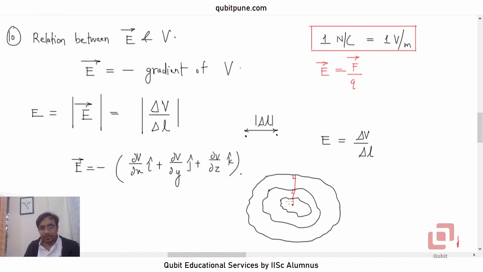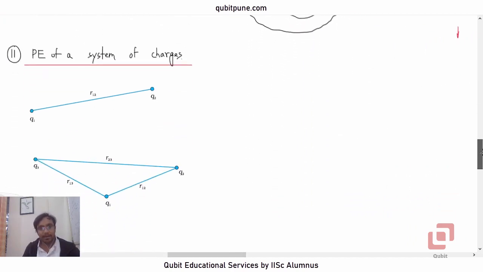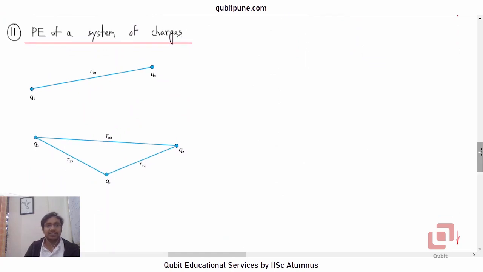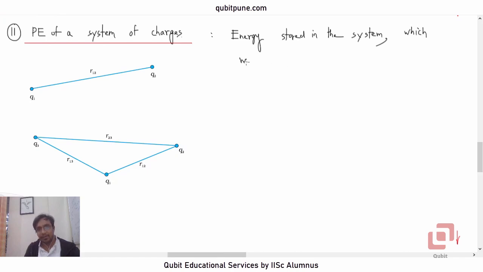Okay, so yeah, that's the significance of the negative sign. Alright, next point is potential energy of a system of charges. So this refers to energy stored in the system which went in during the assembly of charges.